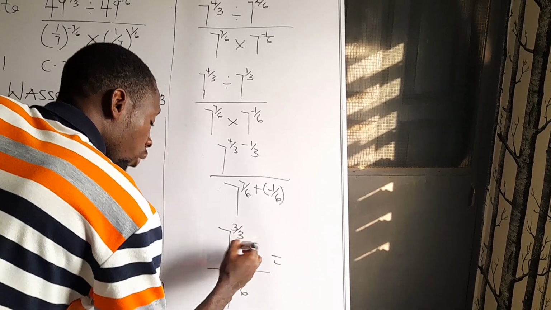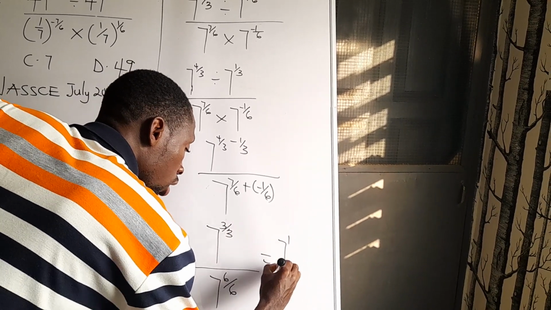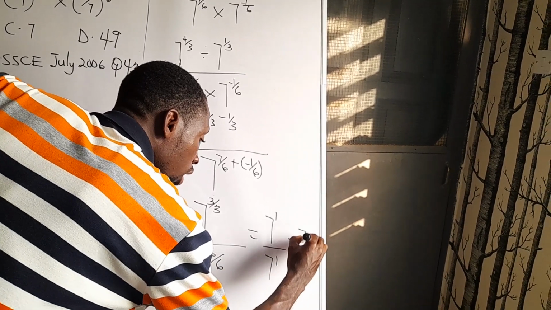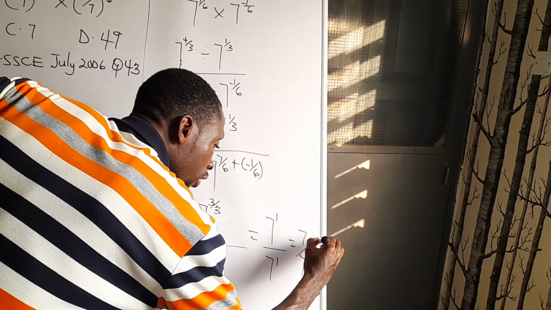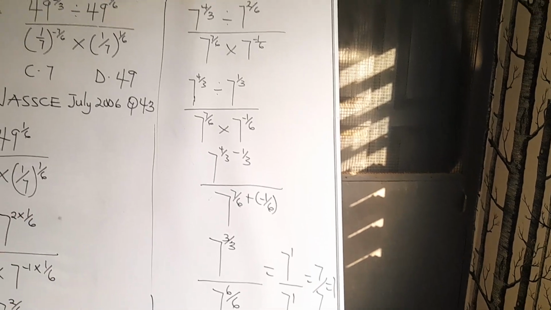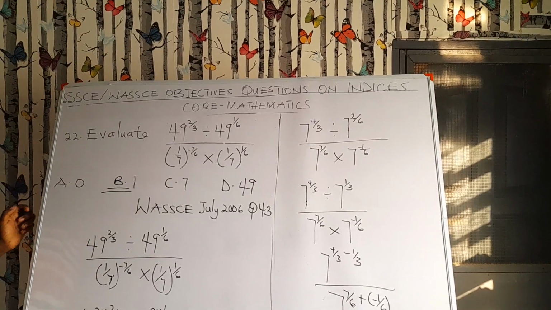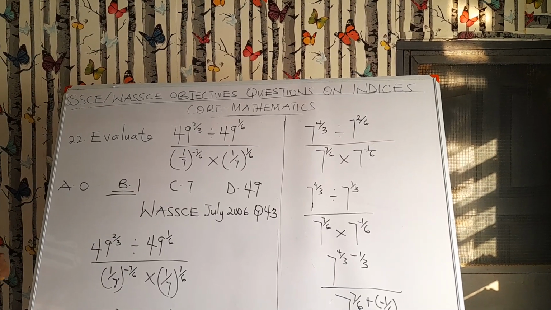So 3 divided by 3 is 1, and 6 divided by 6 is 1. So 7 exponent 1 over 7 exponent 1. 7 divided by 7 is 1. So the answer is 1. The correct answer then is B. I hope you had it correct.